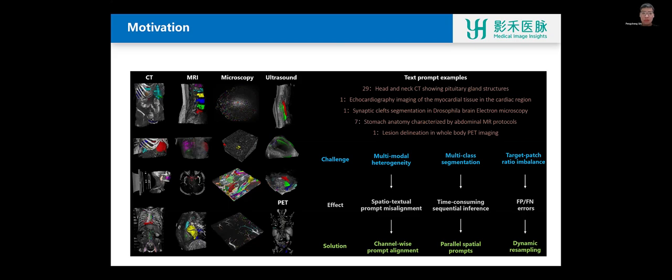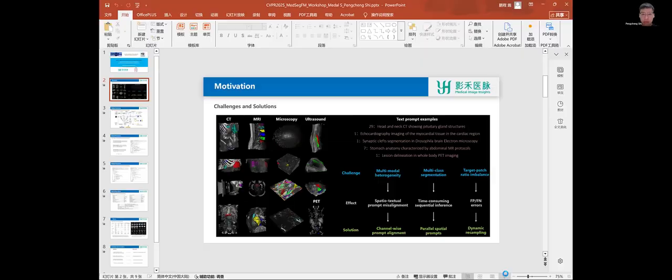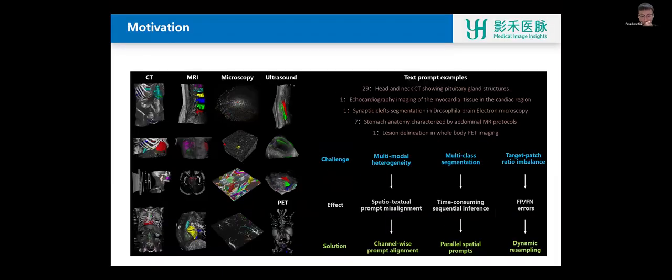First, multimodal heterogeneity causes spatial textual misalignment. Existing methods either downsample spatial prompts, losing native resolution context.